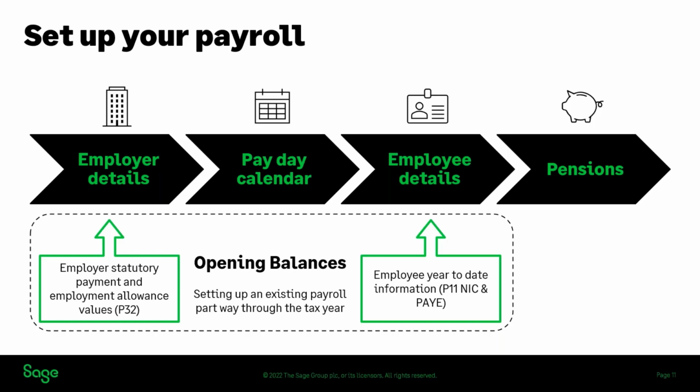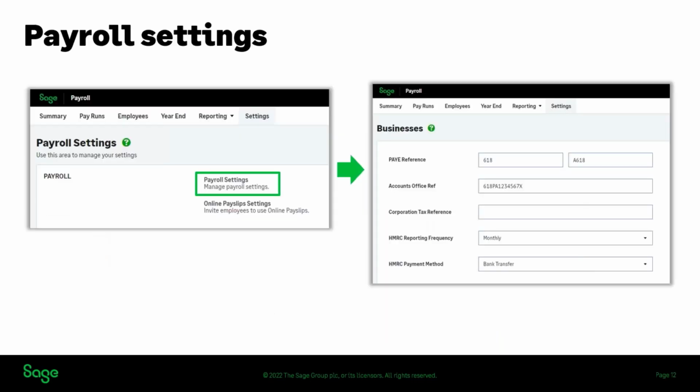So we'll start with the employer details. These are really straightforward. They need to be entered in the payroll settings within your software. So you'll have either done this at the point you first set up Sage Payroll, which will be prompted for PAYE reference and accounts office reference. But you can also check or amend these details from the settings tab by going into payroll settings. So when we go into our first demo, I will show you that area.